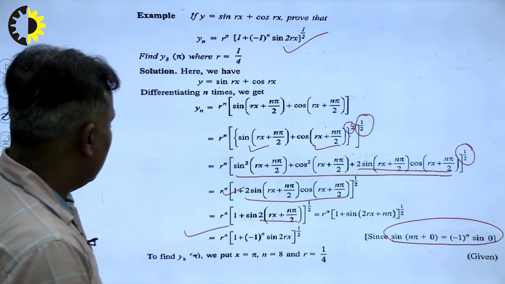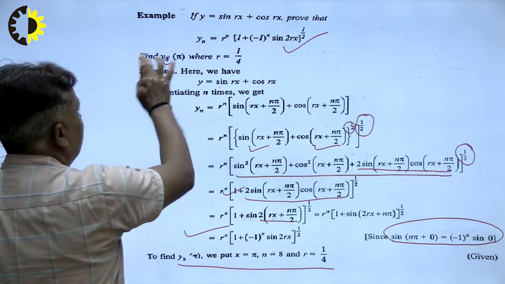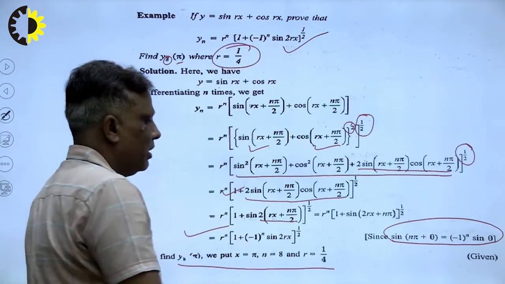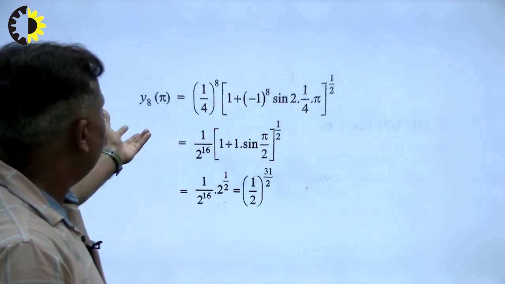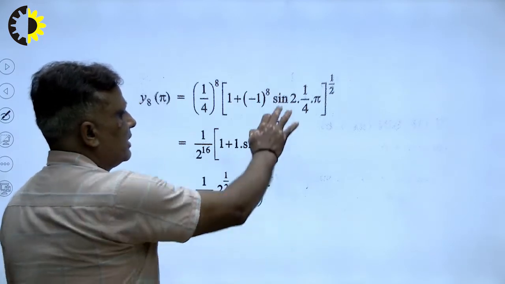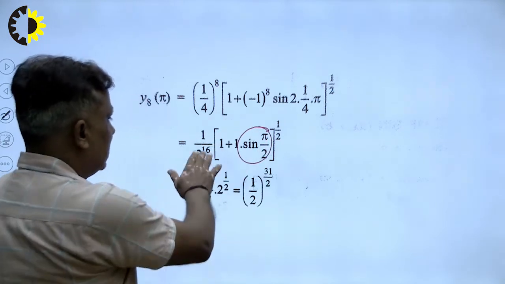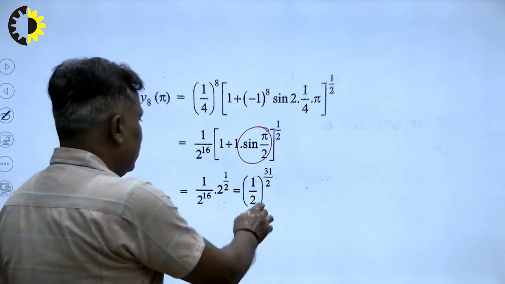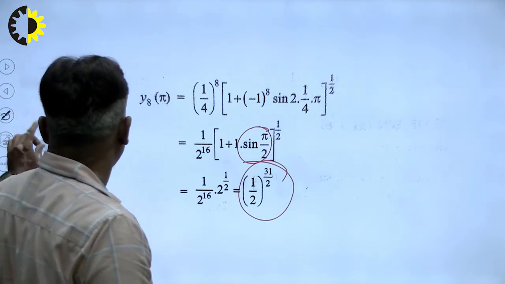So I prove it. Now I want to calculate here y at pi by 8. So in the place of n I write 8, in the place of x I write pi, and in the place of r I write 1 by 4, and we see what the result will be here. That is a very important result. y8 at pi is equal to (1 by 4) raised to the power 8, into (-1) raised to the power 8, which will be 1, and sin(2 pi by 4) will be pi by 2. What is the value of sin pi by 2? That is 1. So 1 plus 1 will be 2, then 2 raised to the power 1 by 2, and 1 by 2 raised to the power 2 by 16. In this way we find our result, 1 by 2 raised to the power 31 by 2. So this is the result of our requirement, right?